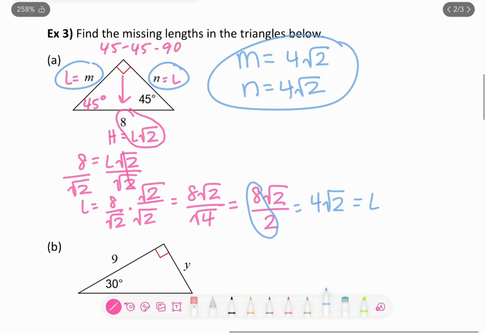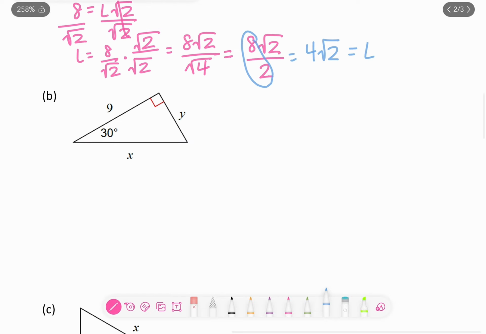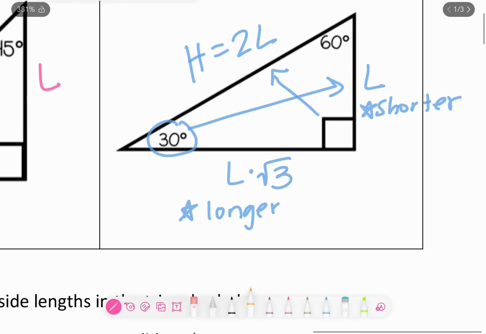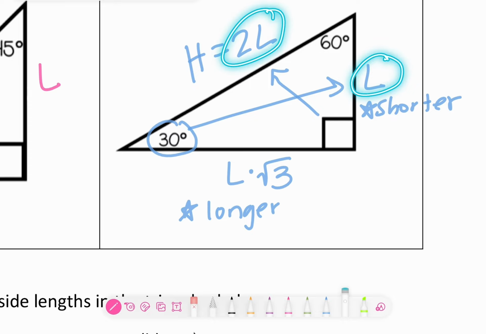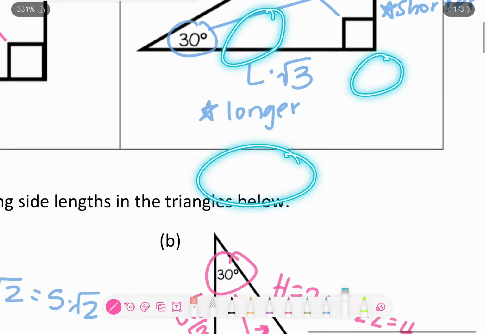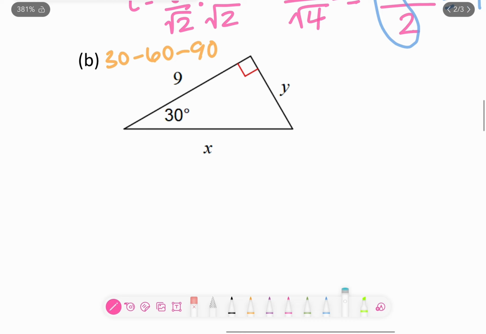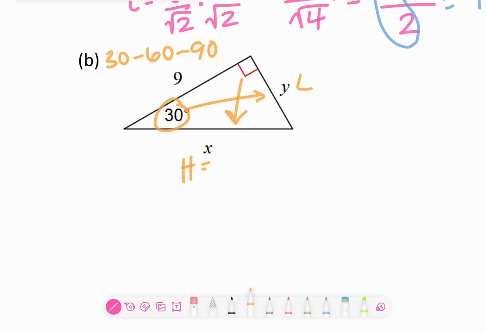For example 3B, we have a 90 and a 30, which makes this a 30, 60, 90. So we're going to use, again, the relationship that the shortest leg across from the 30 is L, the hypotenuse is 2L, and the longer leg is L square root 3. Okay, let's take a look. So let's go ahead and label those. Across from the 30, that's going to be the shortest leg, L. Across from the 90 is going to be our hypotenuse, which is 2L. And then the one that's left is the longer leg. That's going to be L square root 3.